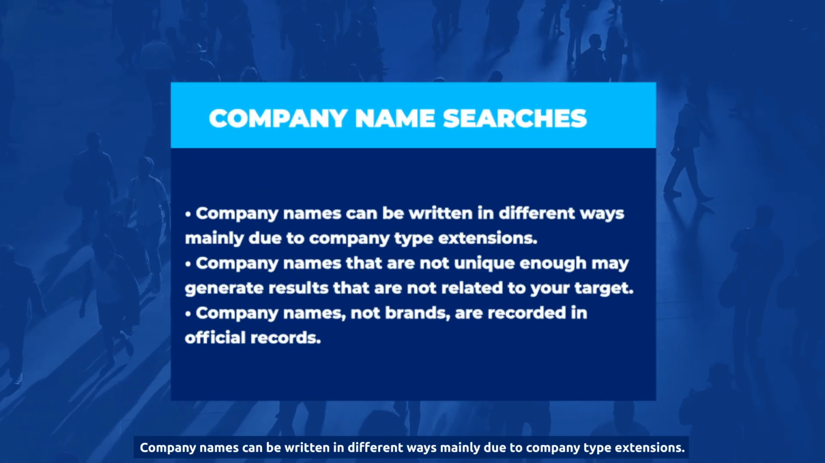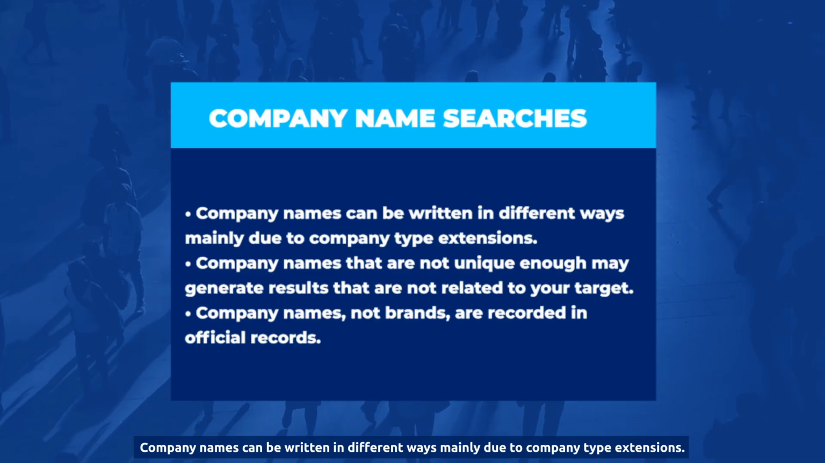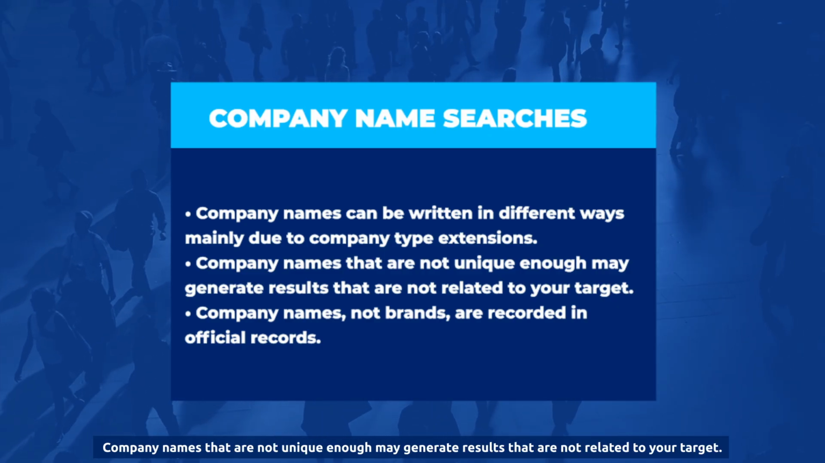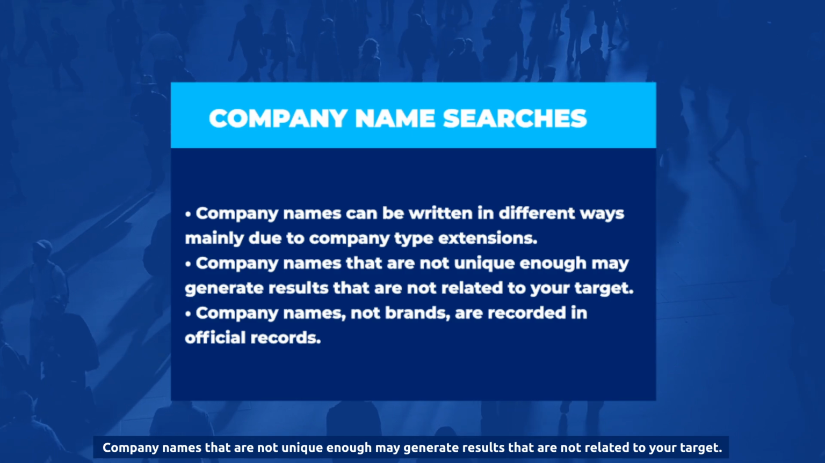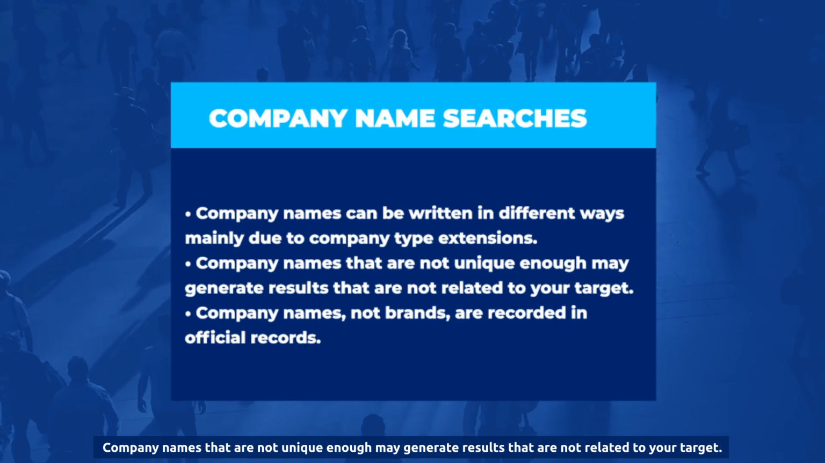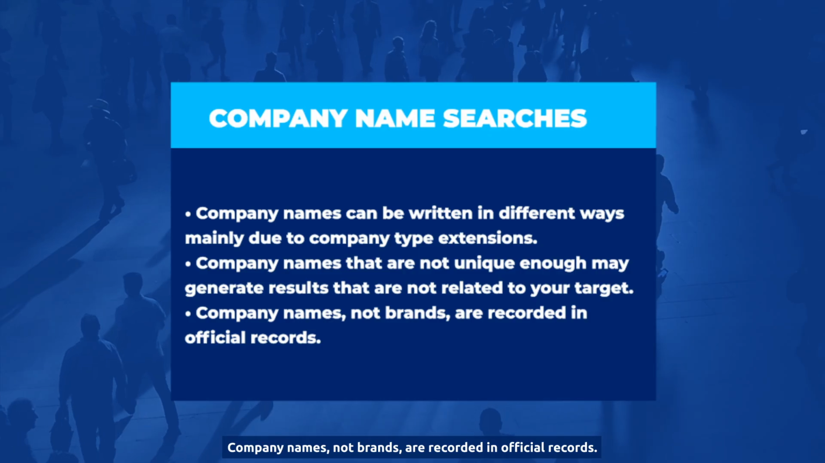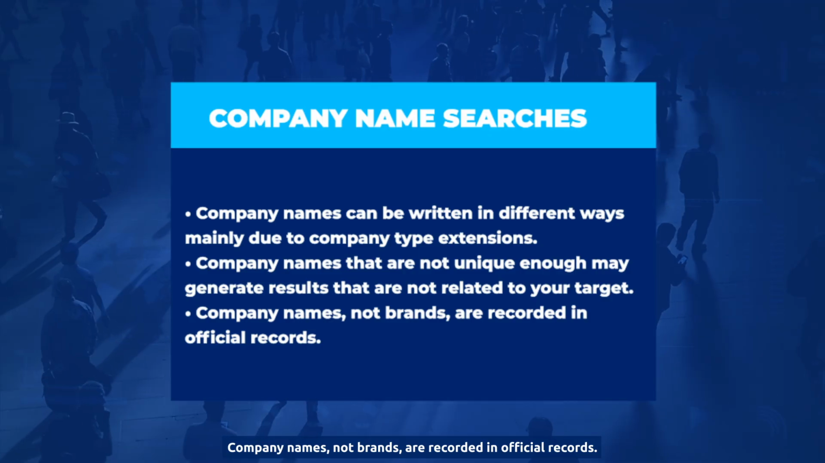Company names can be written in different ways, mainly due to company type extensions. Company names that are not unique enough may generate results that are not related to your target. Company names, not brands, are recorded in official records.